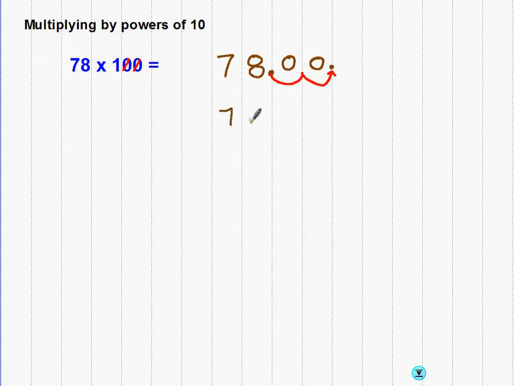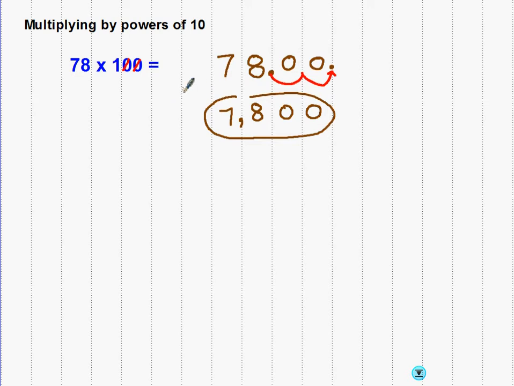So 7, 8, 0, 0. And just like in the problem before, I don't need to bring this decimal down because there's nothing after the decimal. If there's nothing following the decimal, then we normally don't write that. I'm going to put my comma in. And so 78 times 100 is 7,800. It's important to remember that this only works when we're multiplying times power of 10 numbers.